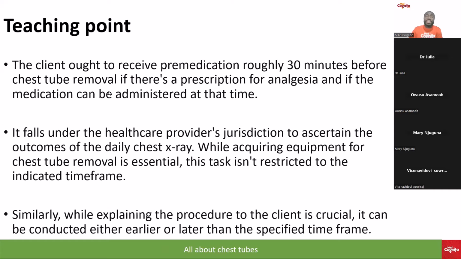The answer is B. The reason is that the client ought to receive pre-medication about 30 minutes before the chest tube removal, if there's a prescription for analgesia and the medication can be administered at that time. So before you remove the chest tube, you must make sure that the patient has gotten some pre-medication, okay? The chest tube is big, and you don't want to pull it and the patient is in pain. Ouch, ouch, ouch, no. It falls under the healthcare provider's jurisdiction to ascertain the outcomes of the daily chest x-ray. While acquiring equipment for chest tube removal is essential, this task isn't restricted to the indicated time frame. So you can get the materials at any time. But the analgesia must be given so that the patient can be assured he's not going to be in pain when the chest tube is being removed, okay?